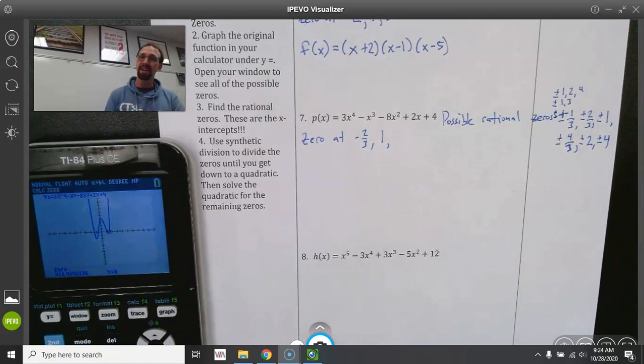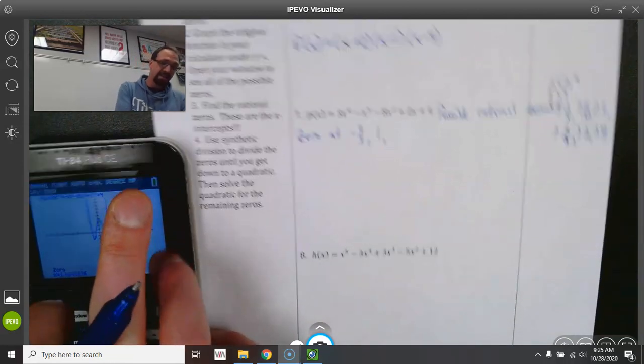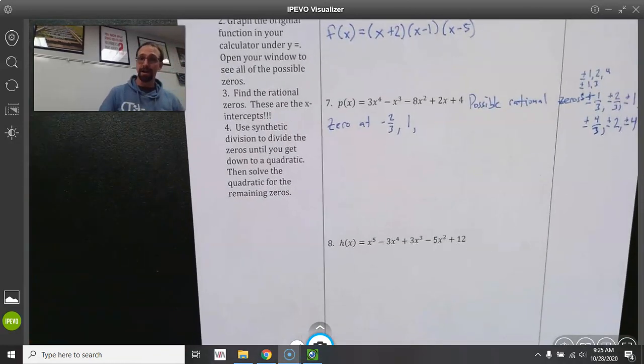I'm going to use synthetic division with these values to get this down to a quadratic that we can use.